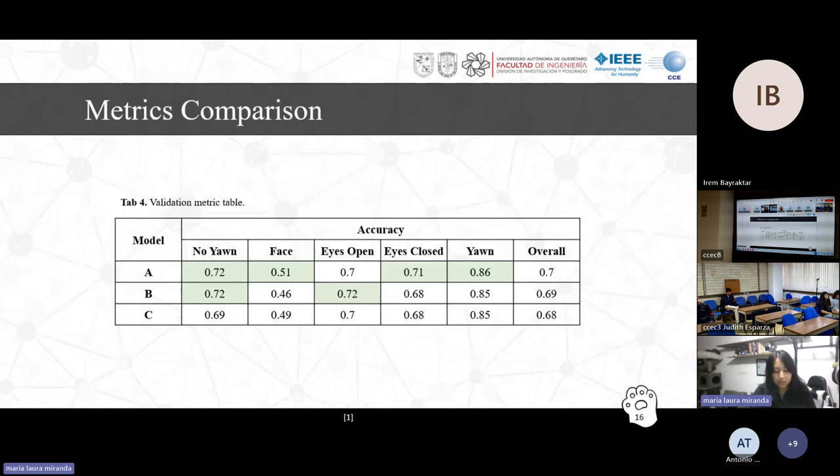Now, in terms of evaluation metrics, Model A had a slight advantage in accuracy, followed by Model B, then by C. Although the differences were not statistically significant, in class-specific detection, Model B excelled in detecting no yawn and eyes open, while Model A was superior at recognizing faces, eyes closed, and yawn. Model C performed slightly below Models A and B, but even so, within its own results, it stood out for its precision in eyes open and yawn, which tells us that the results are relatively close to A and B.